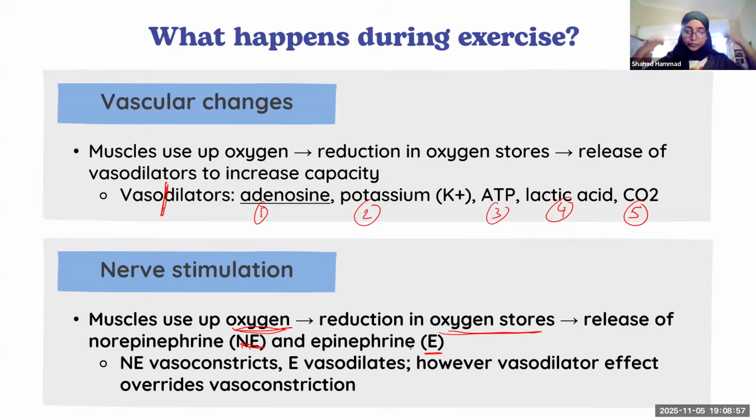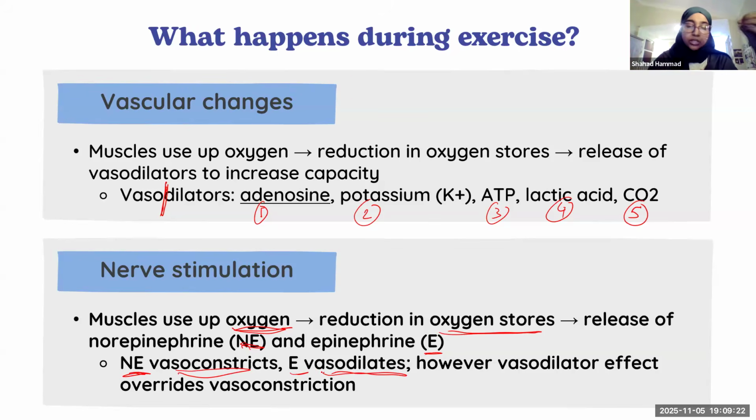So what happens here is that we have our norepinephrine, which causes vasoconstriction, and we have our epinephrine, which causes vasodilation. And you might be wondering, why are we having 2 contradicting actions due to the nerve stimulation? Now, when we have our sympathetic stimulation, we're having all these changes to increase the cardiac contractility and increase the effectiveness of the body.